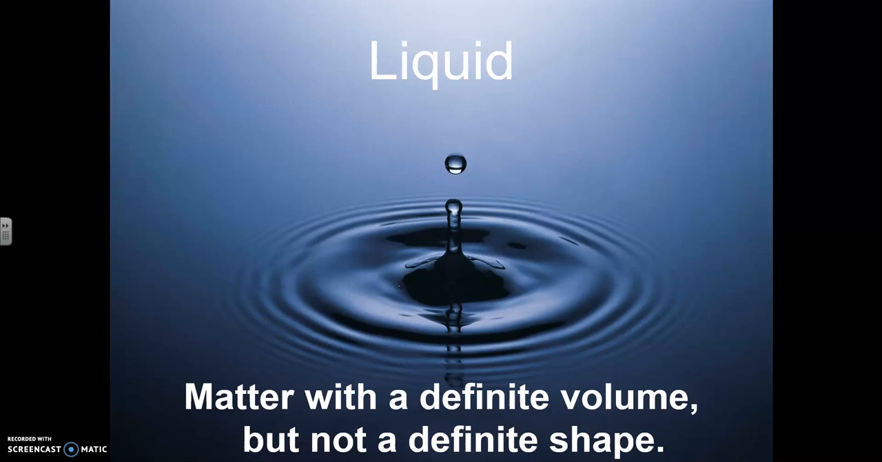Liquid, on the other hand, has a definite volume, but not a definite shape. So if we have liquid, like, say, a glass of water, okay, that water is going to form to the glass. If we then pour that glass of water into a shallow bowl, it's going to change shape. It's not going to stay in the shape of the glass. It's going to change to be the shape of the bowl. So that's what we mean when it says not a definite shape.